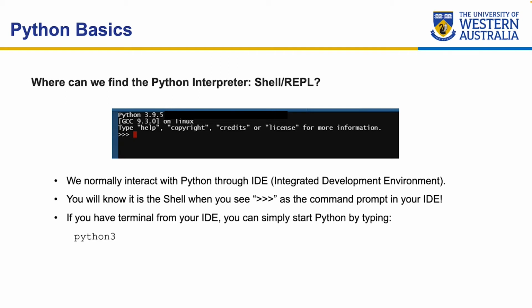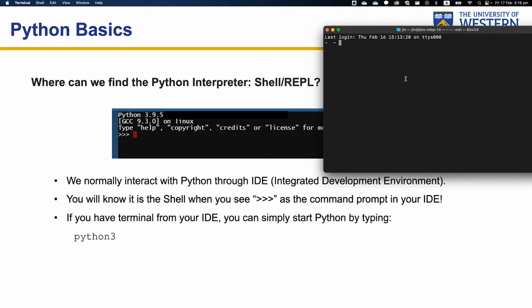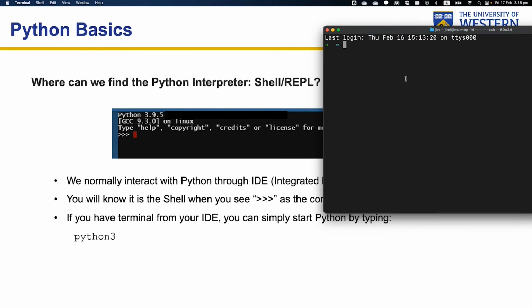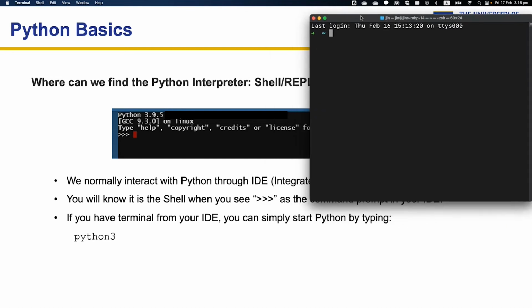Okay, alternatively, if you installed Python, you can access it through your terminal or command prompt on Windows. If you're on Mac, that's the terminal. Okay, and that's easier to use to see. Make it bigger. Okay, here we go. Terminal. So I'm currently on Mac, but if you're on Windows, you can use CMD. When you install Python, you have to ensure that you include Python in the path environment. Otherwise, you will not be able to access this.